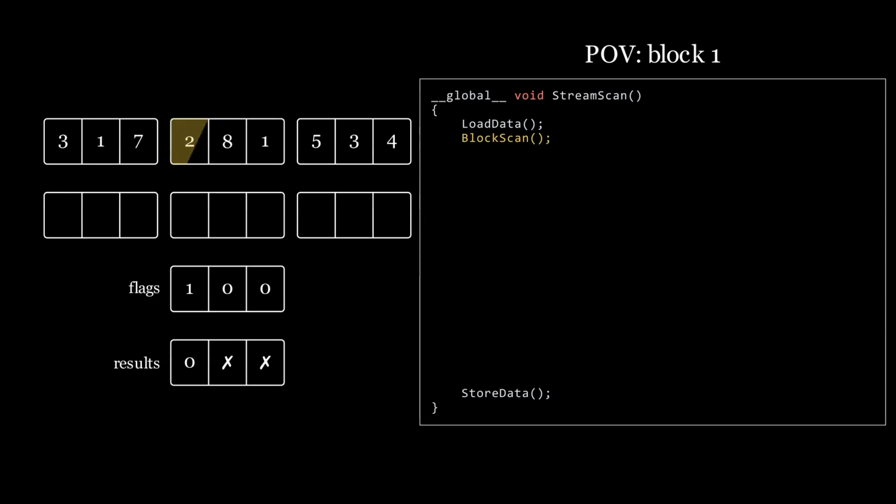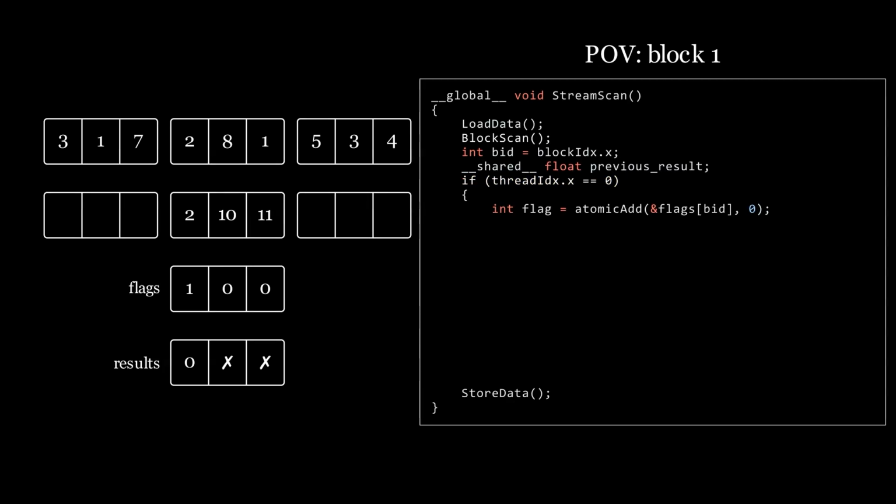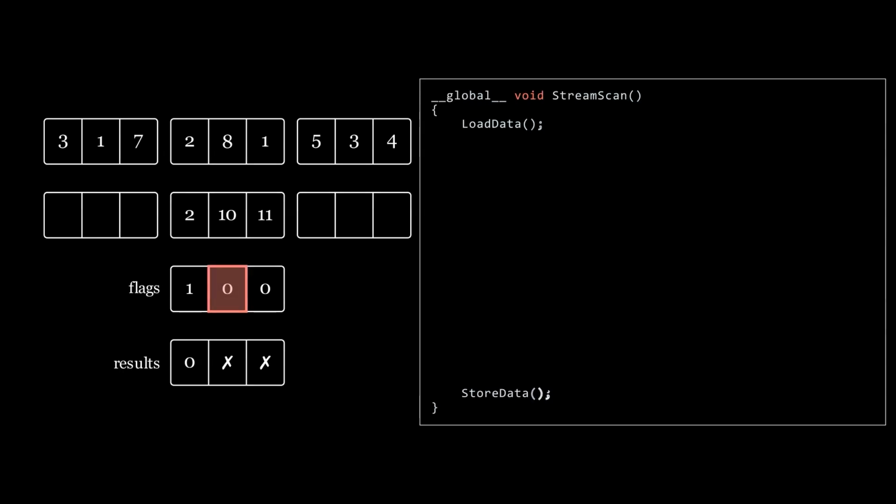Once block 1 finishes its local scan, we elect the first thread to be the block's communicator. It then waits for block 0's flag. This while loop just spins until the flag is 1. Now from block 0's point of view, as block 1 is continuously spinning and polling in a while loop, block 0 might still be running its local scan.